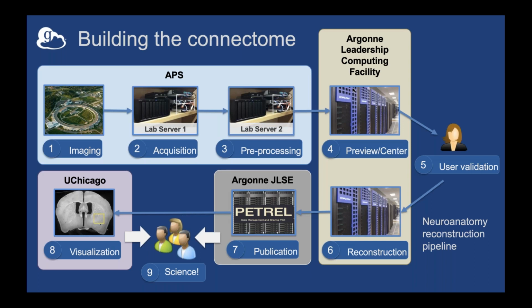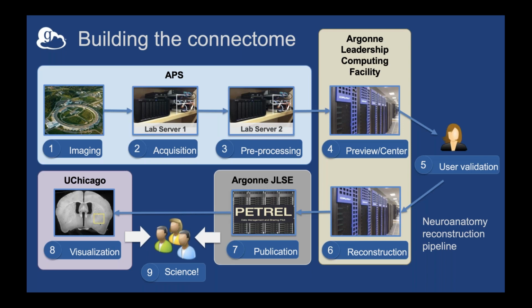What makes it easy is that each of these systems is running a Globus endpoint, and so we can build a system that will automate this process via a series of basically if-this-then-that rules. When data is generated and acquired at the lab server, the arrival of that data, detected by Globus, fires off a pre-processing step. When pre-processing is finished, a transfer is performed automatically to the leadership computing facility. The centering step is performed, triggered by the arrival of the data there.